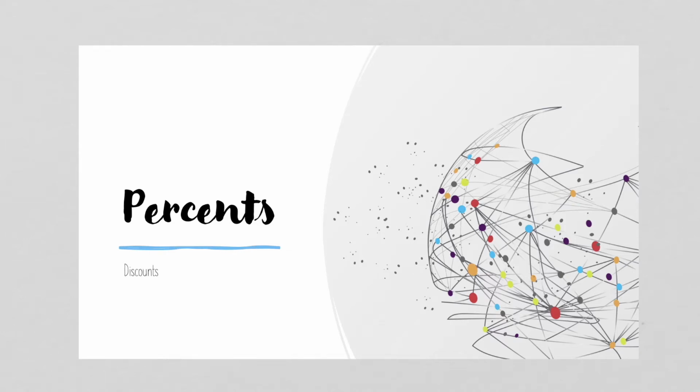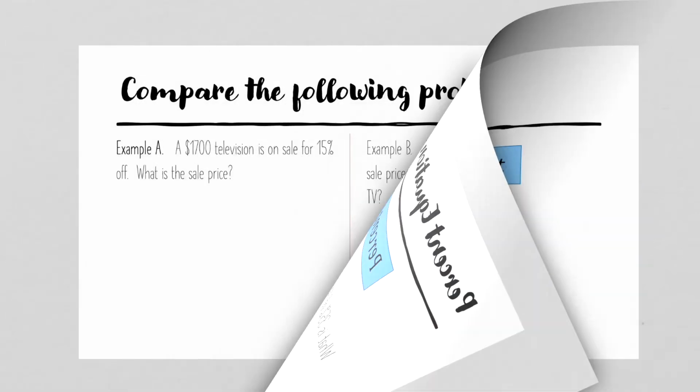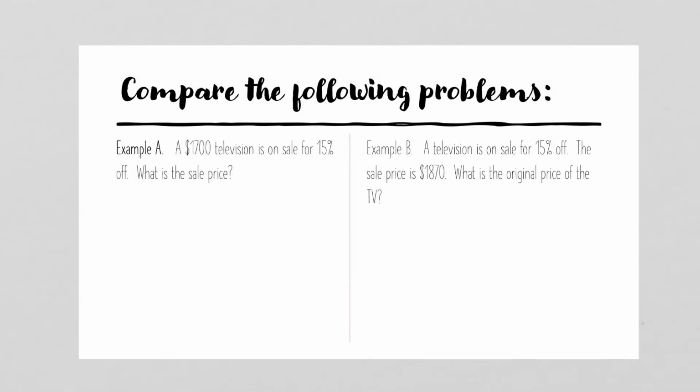In this video, we're going to talk about percents. Specifically, we'll be looking at examples involving discounts. So let's compare the following two problems. Example A says that a $1,700 television is on sale for 15% off. What is the sale price?